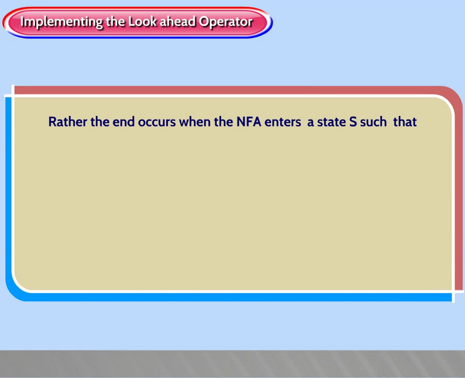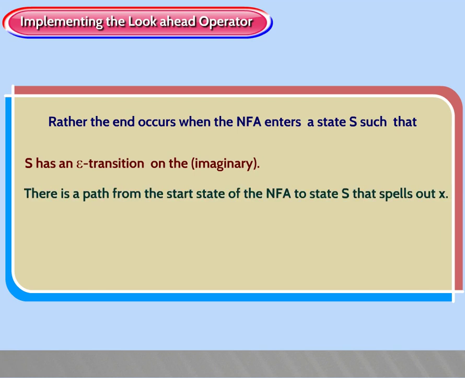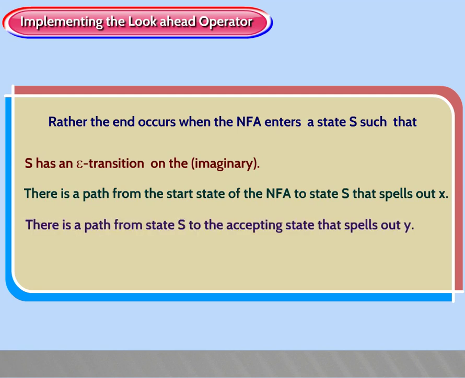Rather, the end occurs when the NFA enters a state S such that S has an epsilon transition on the imaginary /. There is a path from the start state of the NFA to state S that spells out X. There is a path from state S to the accepting state that spells out Y. X is as long as possible for any XY satisfying conditions 1 to 3.